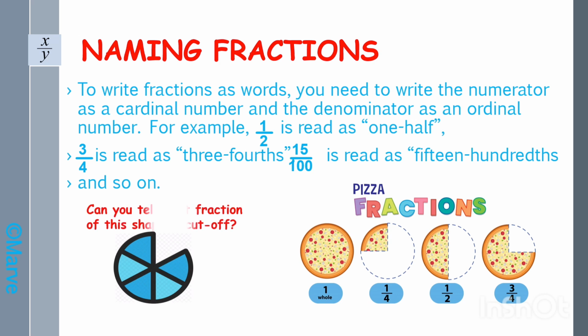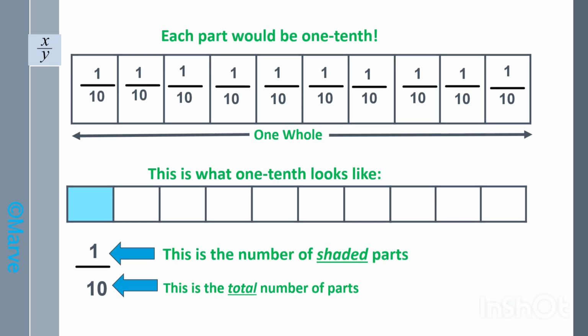So like you have this shape. Can you tell what fraction of this shape is cut off? Yeah, 1 over 6. That's correct. So 1/6 is correct. Now each part of these figures you see here would be 1/10. So you have 10 boxes, and in each of these boxes, that is 1/10 because there are 10 in total. So each one you pick out will be 1/10. So if you take 2, that will be 2/10, 3/10, 4/10, and so on and so forth.